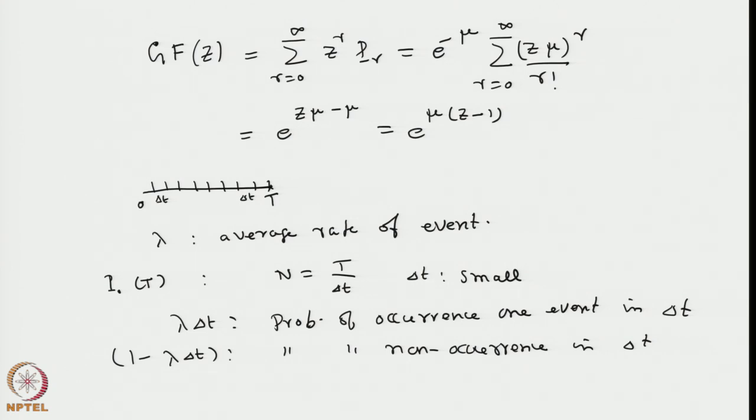So, there are n such delta t intervals, and if no vehicle has come between time 0 to t, or no event has occurred between 0 to t, it means that it has not occurred in the first interval, it has not occurred in the second, it has not occurred in all the n intervals. So, the probability p 0 that events have not occurred in time t is equal to 1 minus lambda delta t to the power n.